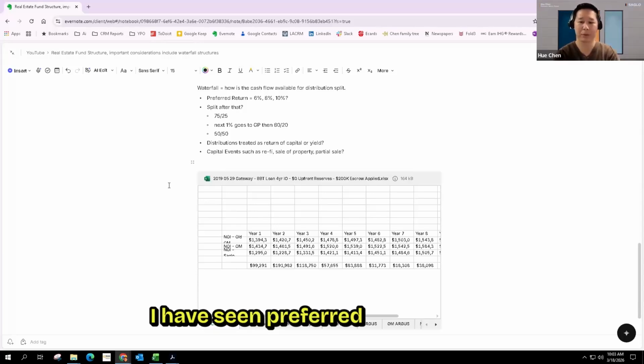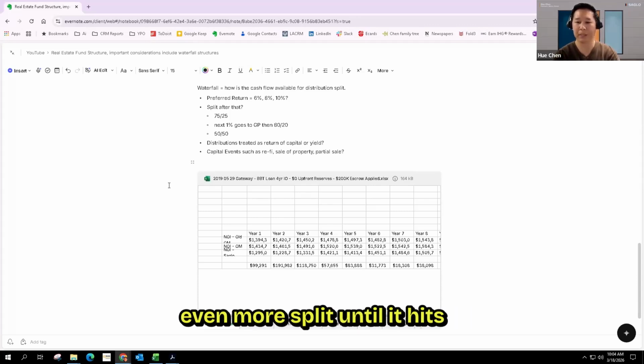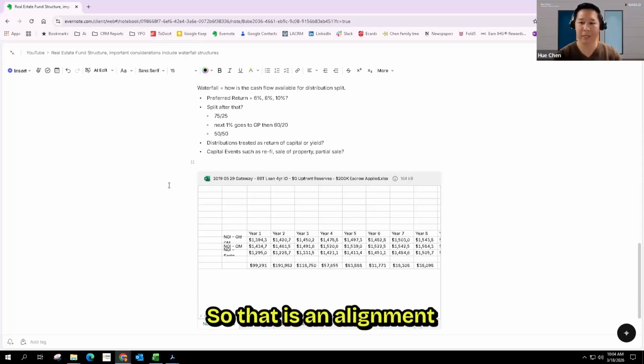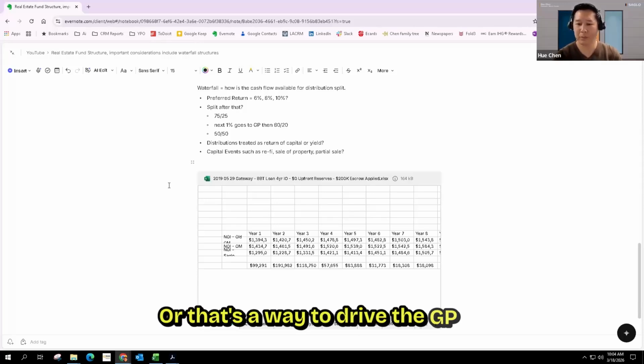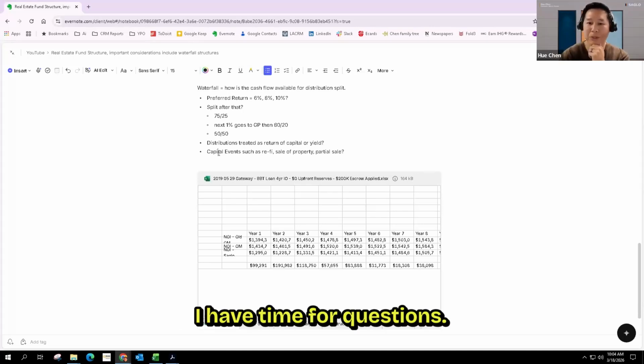I have seen preferred return that's more based on an IRR, meaning that if your project hits above a 12% IRR, then there's a certain split until it hits a 14% IRR. Then there's an even more favorable split until it hits a 16% IRR, with the incentive structure being that if the GP's really pushing to increase the returns, then the greater that they increase the returns, the more money that they make. So that is an alignment, or that's a way to drive the GP to perform stronger. Anyways, that's 30 minutes. I have time for questions.